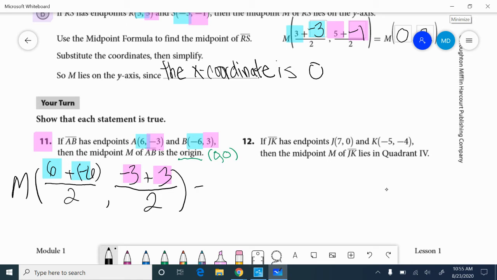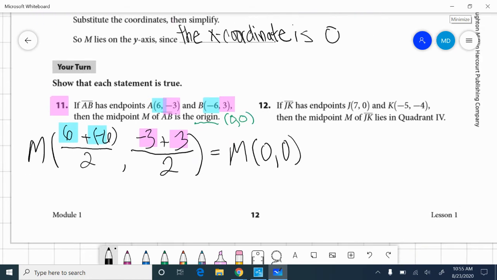And if I go ahead and simplify this, then 6 plus negative 6 is 0. 0 divided by 2 is, well, 0. And negative 3 plus 3, that is 0, divided by 2 is also 0. So M has the coordinate 0, 0, which is, in fact, the origin. That is exactly what we wanted to happen. So we proved it. We're good.